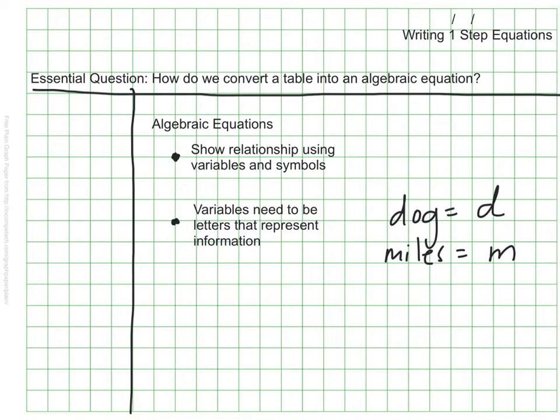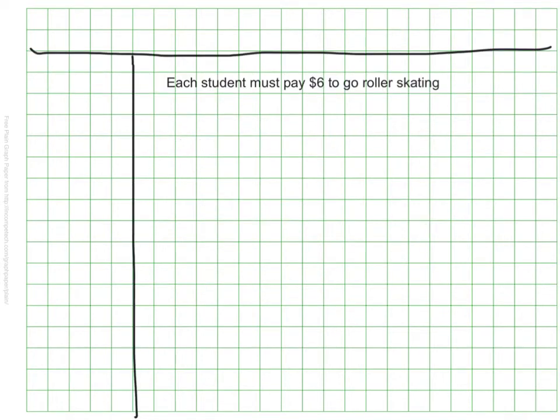An algebraic equation can also be thought of as a rule, as the rule will tell us how we get one value by using the other. And that rule will also help us to calculate missing information when given just pieces of data.